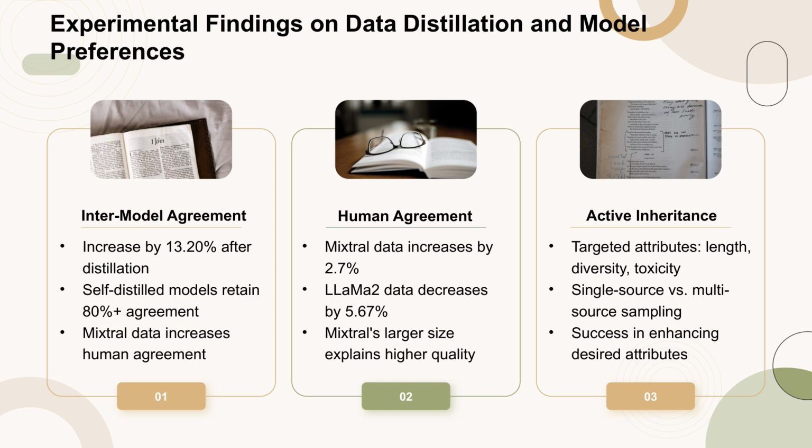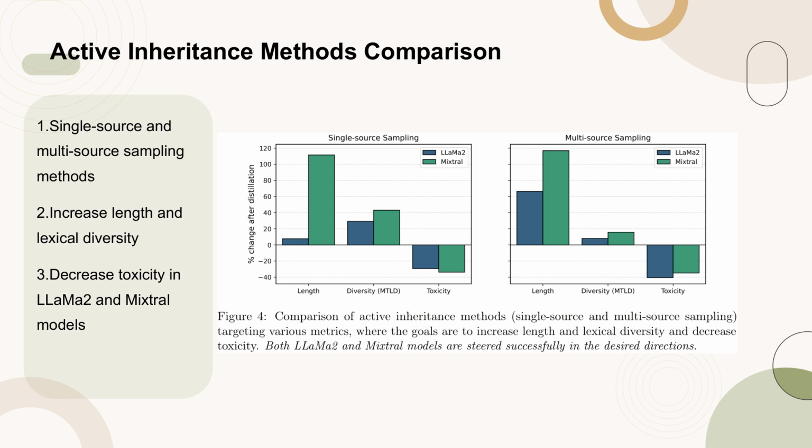Additionally, we explored active inheritance methods to enhance specific attributes such as length, lexical diversity, and toxicity. Both single-source and multi-source sampling strategies were employed, successfully steering the models towards the desired generation profiles. Figure 4 compares active inheritance methods, specifically single-source and multi-source sampling, aimed at improving various metrics. The primary objectives are to enhance the length and lexical diversity of outputs while reducing toxicity.